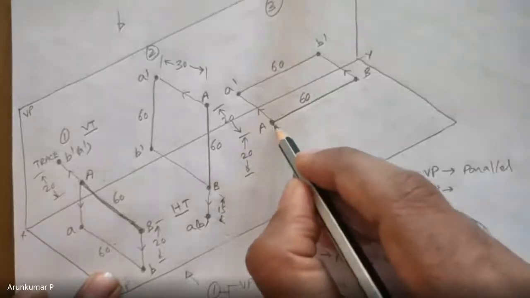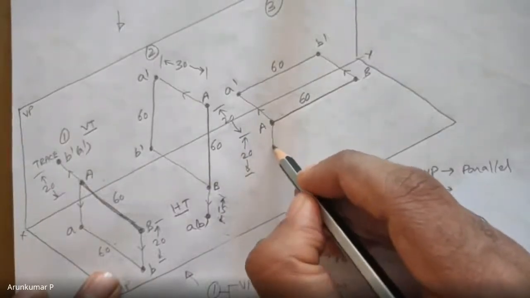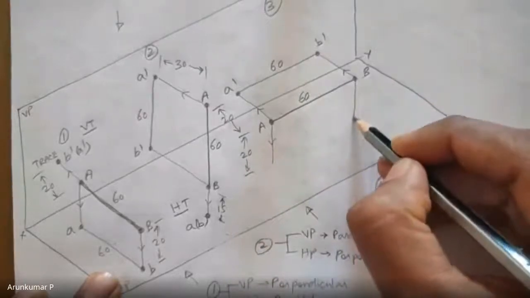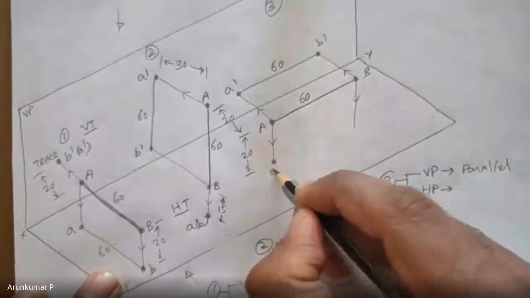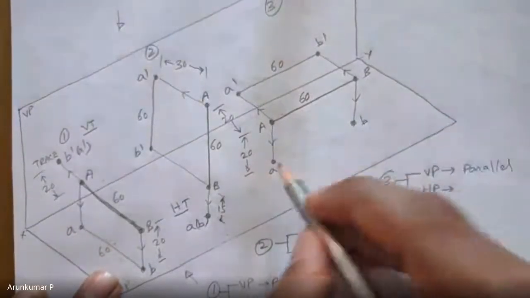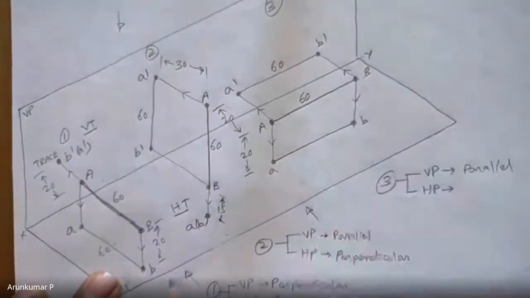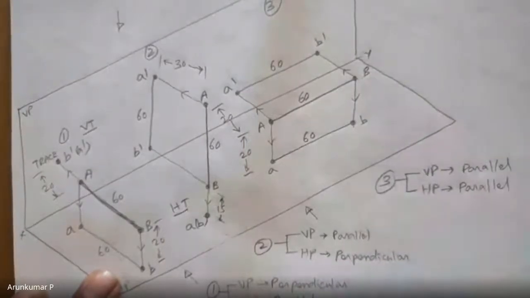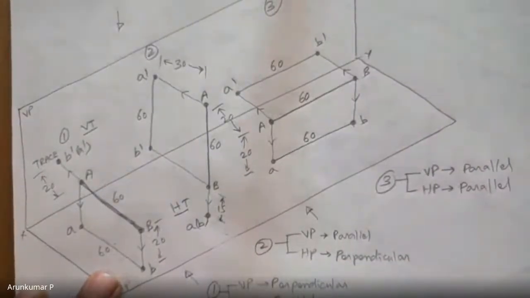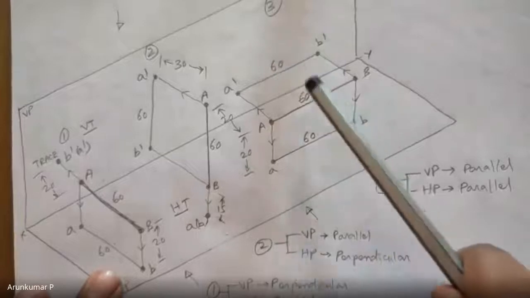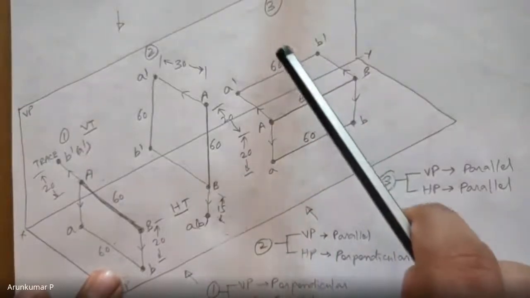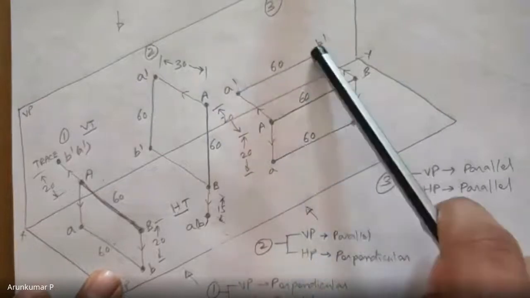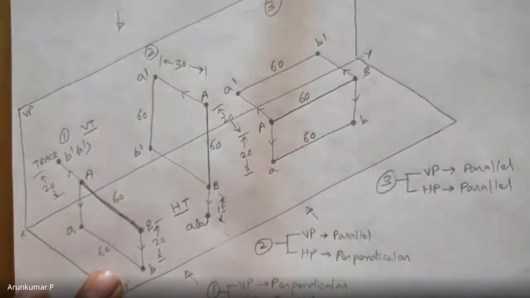Now let us check out what happens in the top view. Project A and B onto HP. So this is small a and this is small b. If you join A and B, this is the top view whose length is again 60 mm. Why? Because it is parallel to HP also. So this is case number 3 where the line AB is parallel to VP, parallel to HP, because of which you get the true length of this line in the front view also, the true length of this line in the top view also.